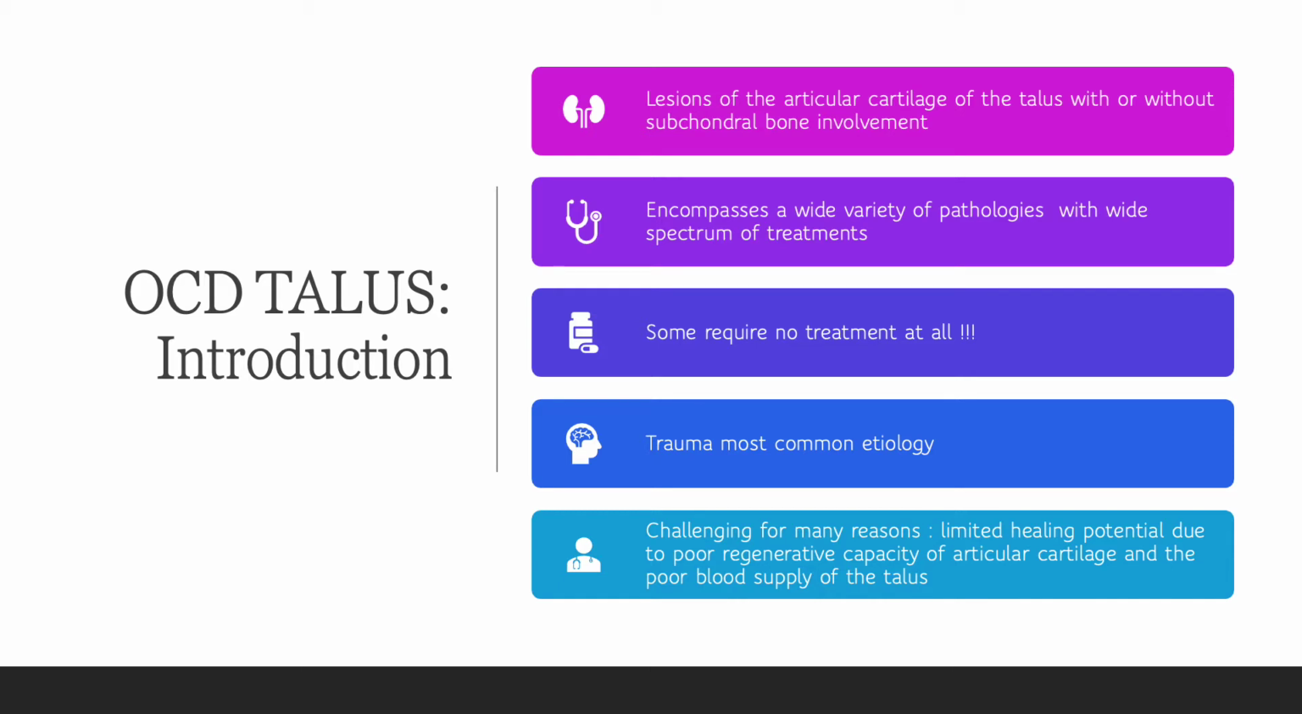As you know, by definition, osteochondral lesions of the talus are lesions of the articular cartilage of the talus with or without subchondral bone involvement. They encompass a wide variety of pathologies with a wide spectrum of treatments, and one has to remember that some of them require no treatment at all. Trauma is the most common etiology, and they remain challenging for many reasons, none the least of which is the known limited healing potential of articular cartilage and the relatively poor blood supply of the talus.